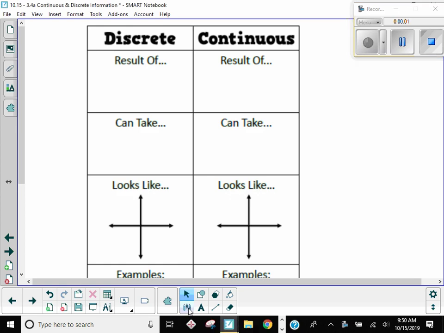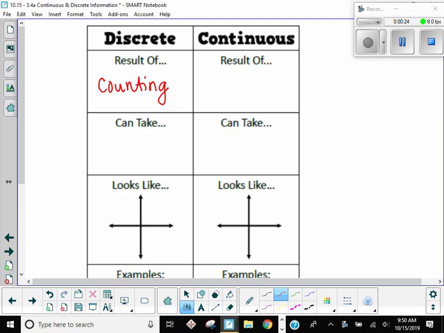Discrete information is stuff that is the result of counting. So if I counted all the students in here, that's discrete information. You are discrete from each other. You don't blend into each other, right? You're not continuous. You're discrete, unique individuals with souls and humanity.